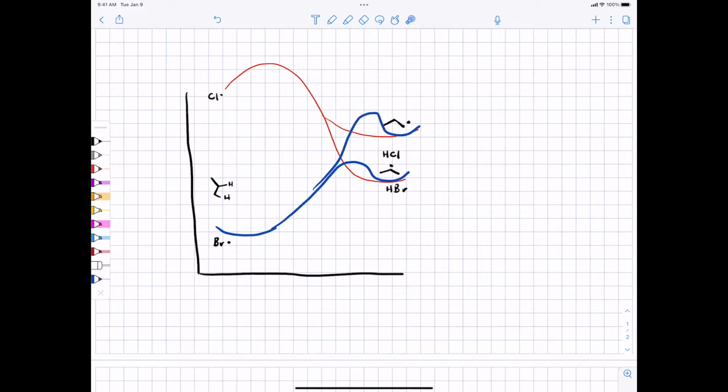Okay, uphill for bromine, downhill for chlorine. Now, what does the Hammond postulate tell you about the transition state for radical bromination? What does it look like? Does it look like starting material or products? So in blue, it's a late transition state for bromine. So that transition state should be very radical-like. And that's just the Hammond postulate, right?